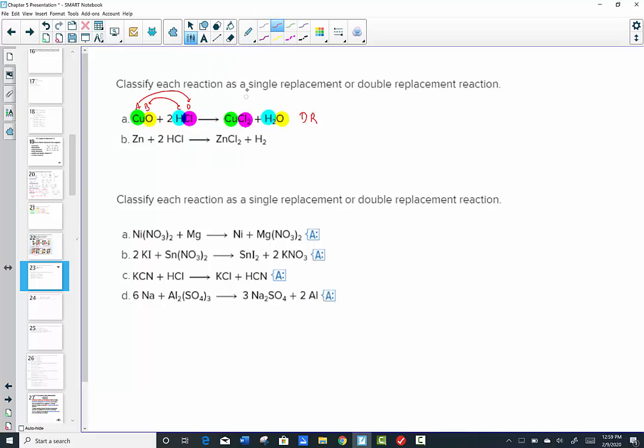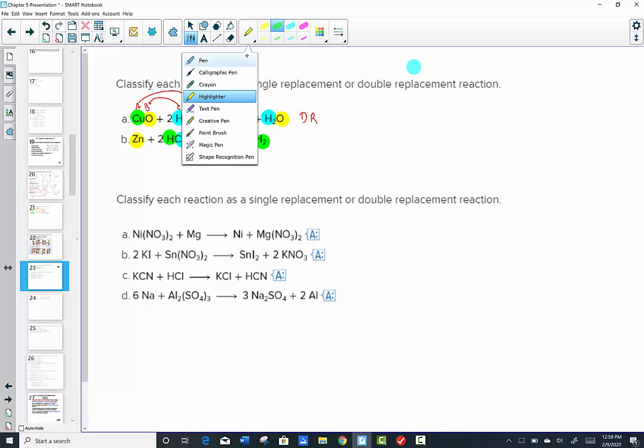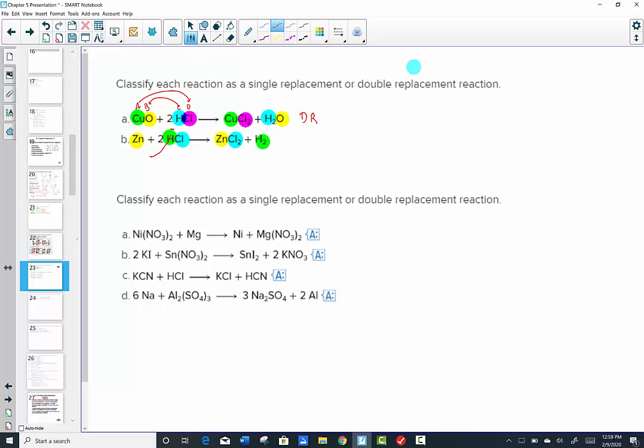Now the difference here, when I recognize the elements, I have a zinc, a hydrogen, and a chloride. I have an element plus a compound. Well, I can see the zinc and the chloride now hook, and what's left is the hydrogen by itself. Notice I only have three colors, if you will, in my equation. Zinc kicked out the hydrogen, so that was a single replacement.